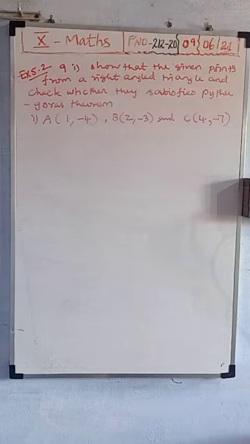You know what the Pythagoras theorem is. In a right angle triangle, the square of the hypotenuse side is equal to the sum of the squares of the other two sides. We want to check whether that is satisfied or not. Okay, now see the solution.